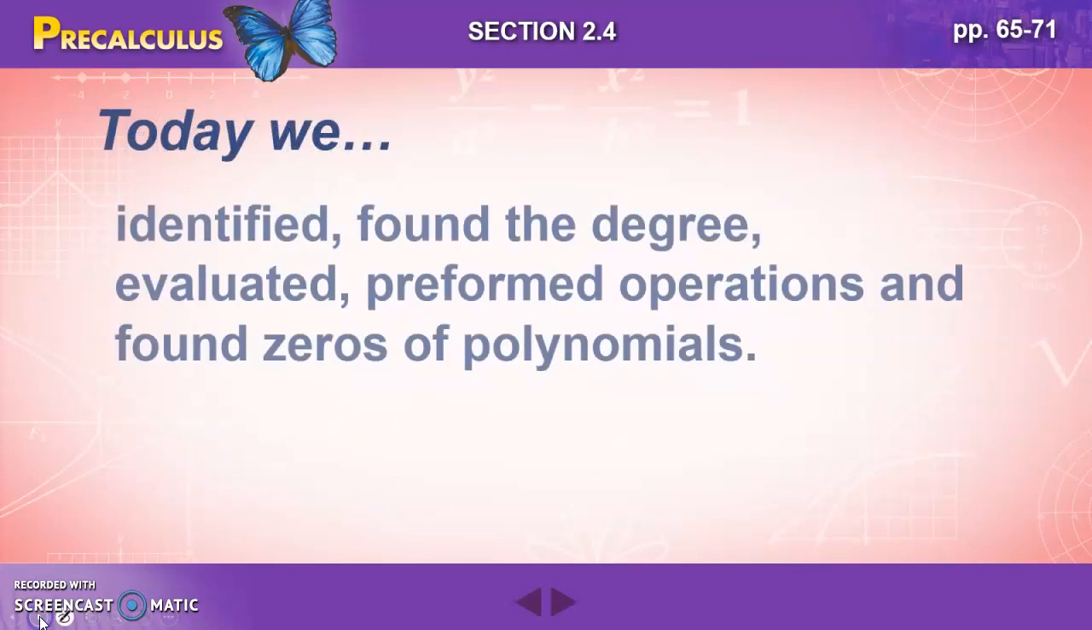Today we identified, found the degree, evaluated, performed operations, and found zeros of polynomial functions. If you guys have any questions, we will go over this next class.